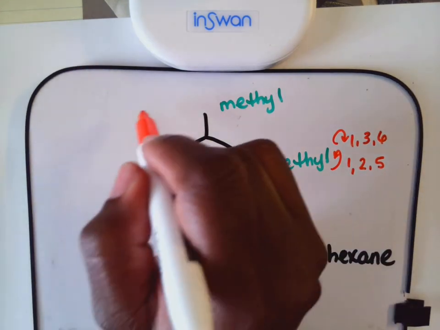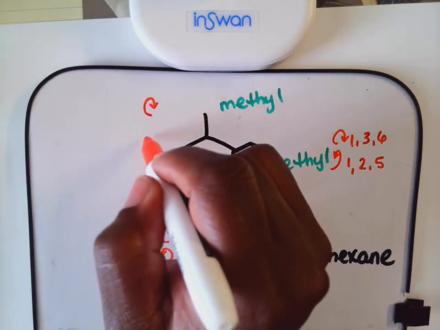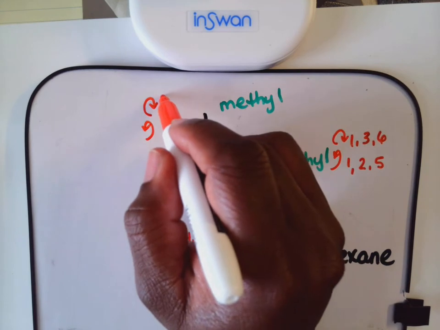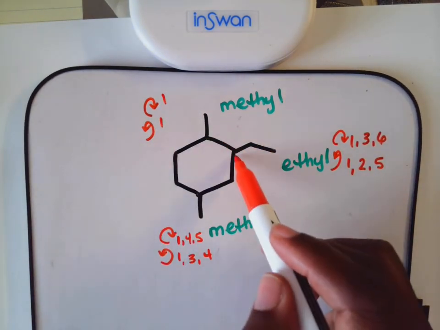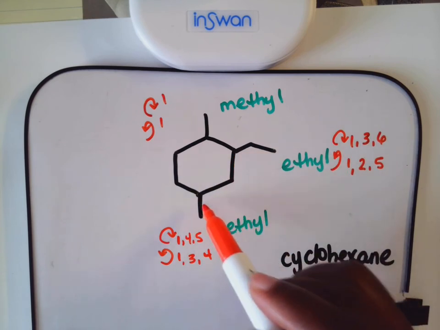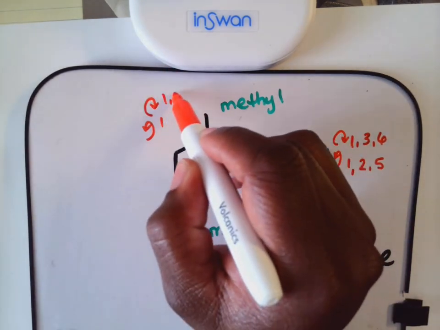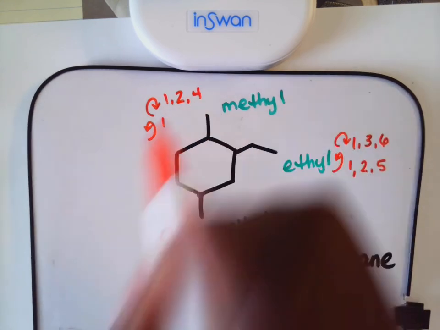I can do the same thing with this top methyl, clockwise and counterclockwise, letting that position now be carbon 1. Clockwise, if this is 1, then that would be 2, 3, 4. So I would have a methyl at 1, an ethyl at 2, and another methyl at 4.